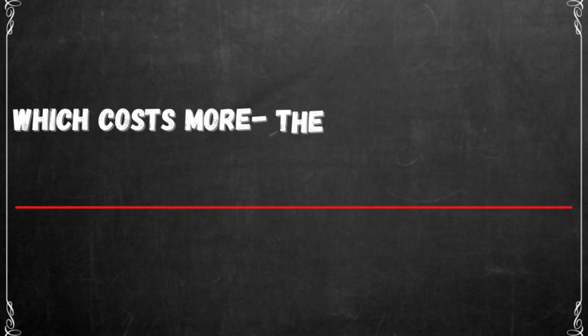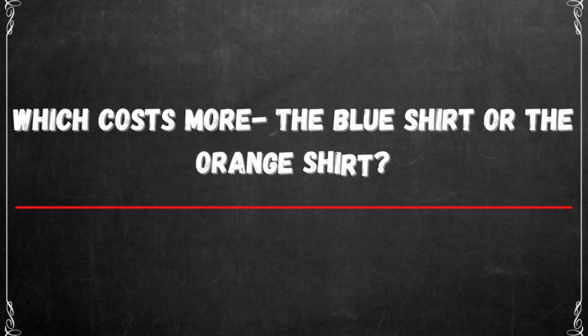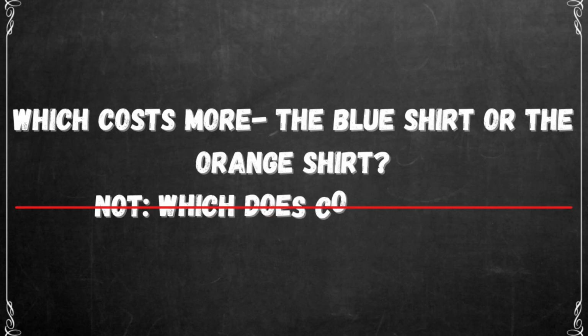Here's another example. Which costs more, the blue shirt or the orange shirt? Here we see the question word which comes right before the verb costs. Not which does cost more.